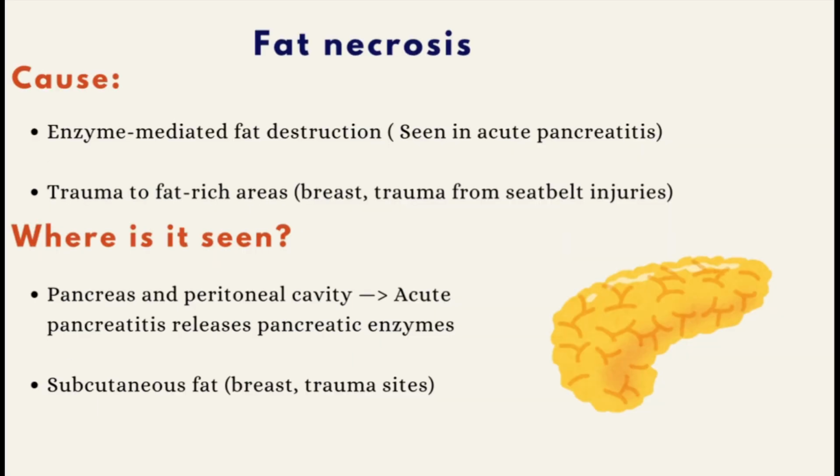Fat necrosis is caused due to enzyme-mediated fat destruction, as in acute pancreatitis, or any trauma to fat-rich areas like the breast, or trauma from seatbelt injuries. It is seen in pancreas and peritoneal cavities during acute pancreatitis because it releases pancreatic enzymes, and also in subcutaneous fat deposited tissues and trauma-subjected tissues.